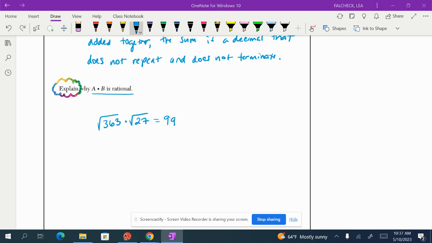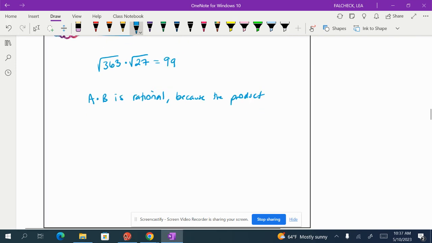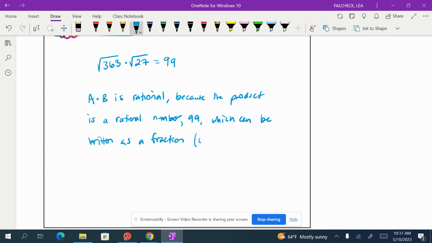So our answer would be A times B is rational because the product, aka what results when you multiply the two numbers together, is a rational number, 99, which can be written as a fraction or ratio of two integers. Both are acceptable. They could write as a fraction or as the ratio of two integers. This is the nicer answer, but this also gets you full credit.